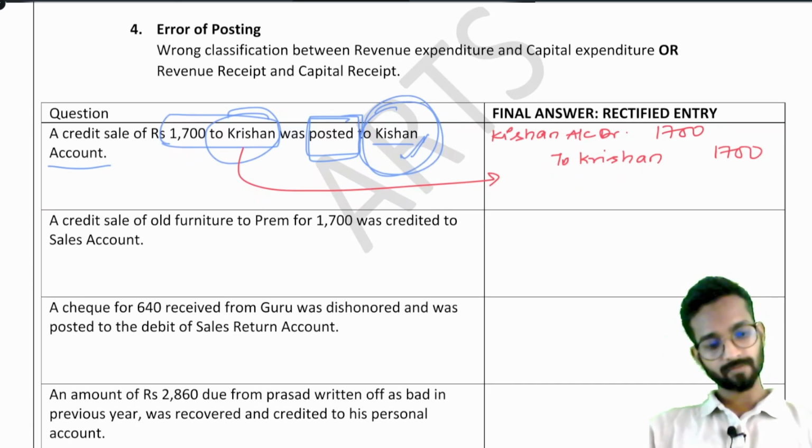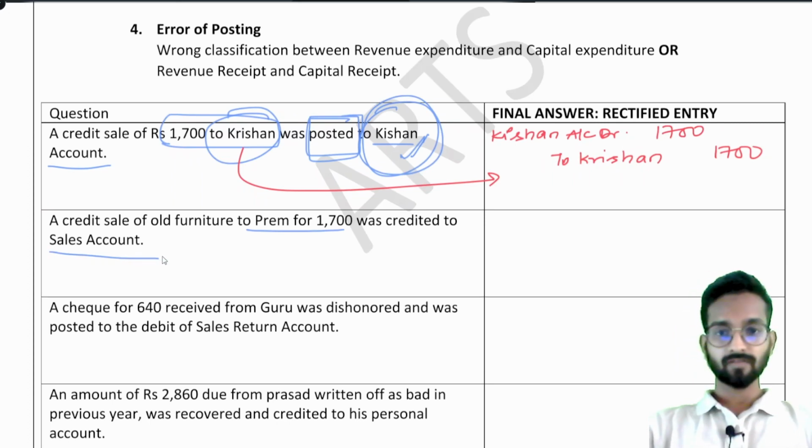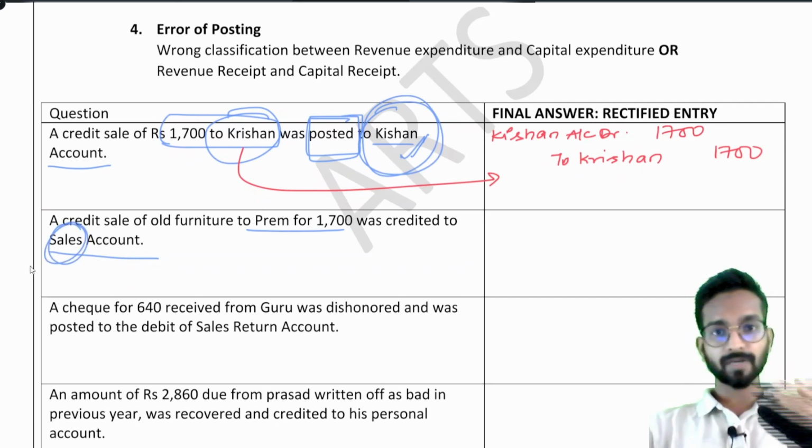Easy enough. Now, a credit sale of old furniture to Prem for 1700 was credited to sales account. See, what should be my correct entry? I have sold furniture. So, correct entry will be, please speak with me. Correct entry will be Prem to furniture. I have credited sales account. So, I have written Prem to sales.